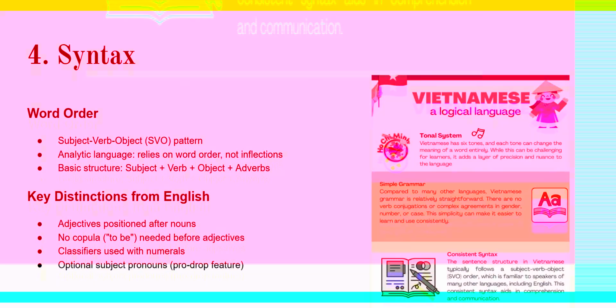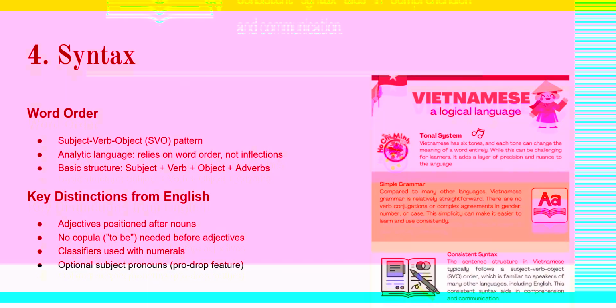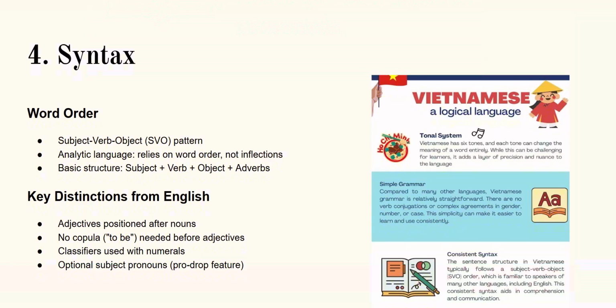Now we talk about the syntax. We follow an SVO pattern. It is basically an analytic language which relies on word order and not inflection. So Vietnamese is not dependent on inflections. The basic structure is subject, verb, object, and adverbs.